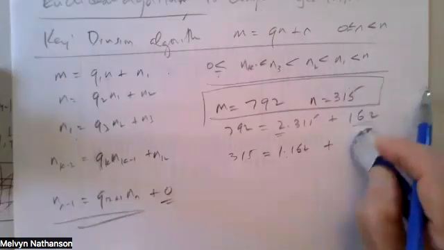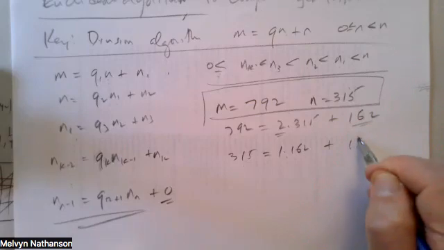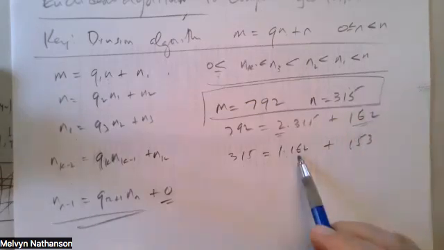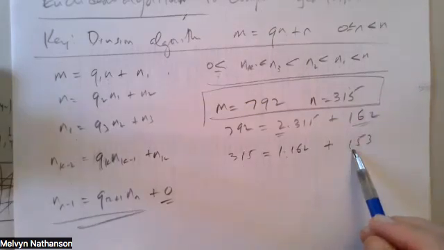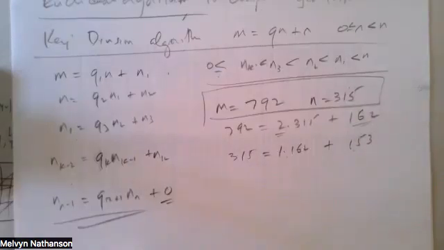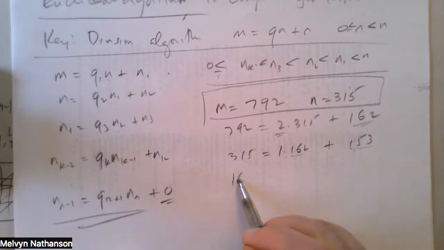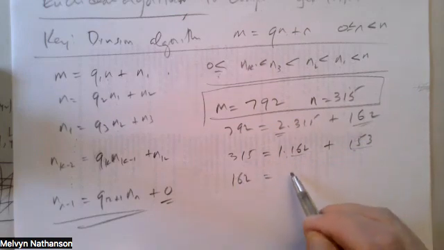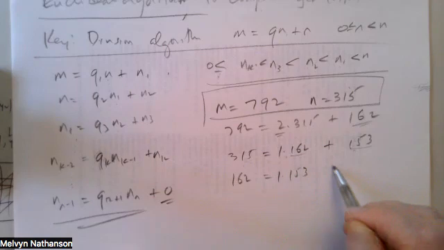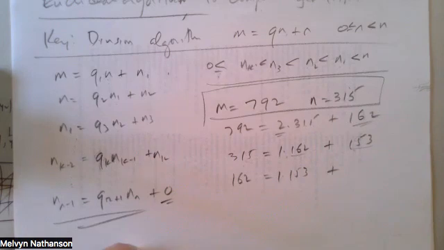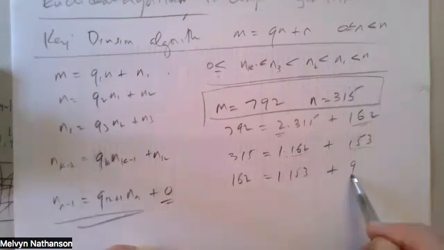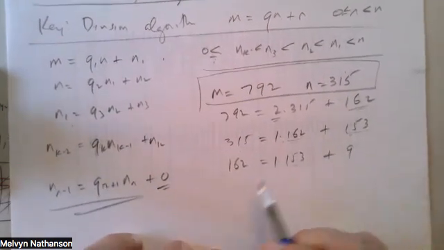Is it 153? Yes, you just subtract. 162 plus 153 is 315. Right? And now you take 162 and you divide by 153. That goes in one time. And what's the remainder? 9. 153 plus 9 is 162.